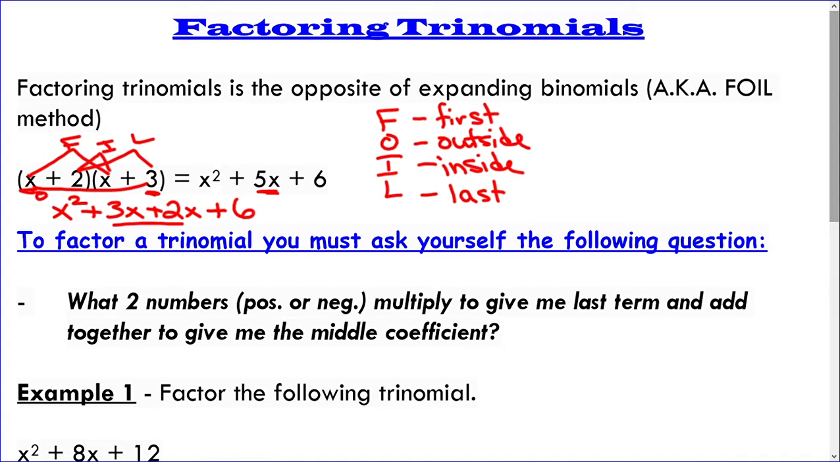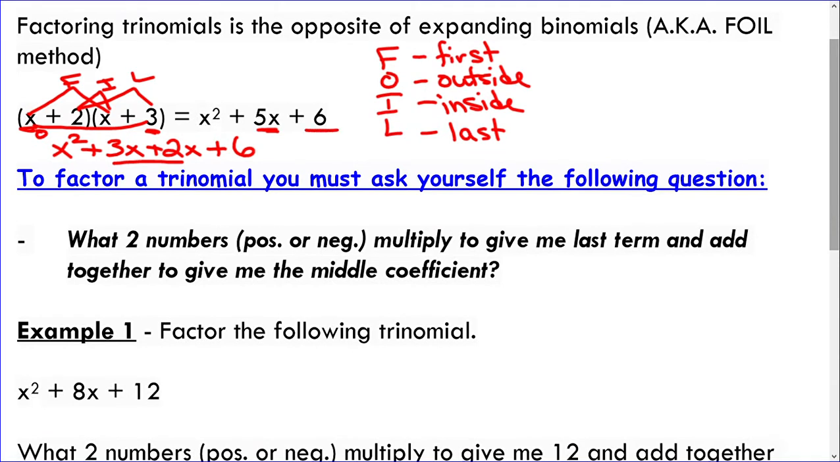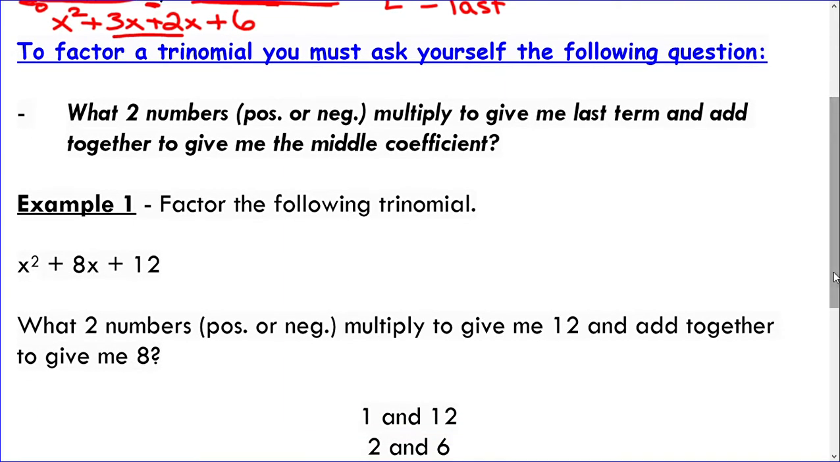So to factor a trinomial, you have to ask yourself the following question. Remember, what we're doing is going backwards. We're trying to see how I can get from x squared plus 5x plus 6 back to x plus 2 times x plus 3. It's kind of like we're undoing FOIL. So we have to ask ourselves: what two numbers, positive or negative, multiply to give me the last term, and those same two numbers add to give the middle coefficient, or the middle term?